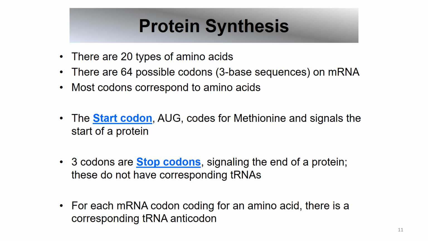So with protein synthesis, there are 20 types of amino acids. There are 64 possible codons. The start codon is the AUG, and there are the 3 stop codons.